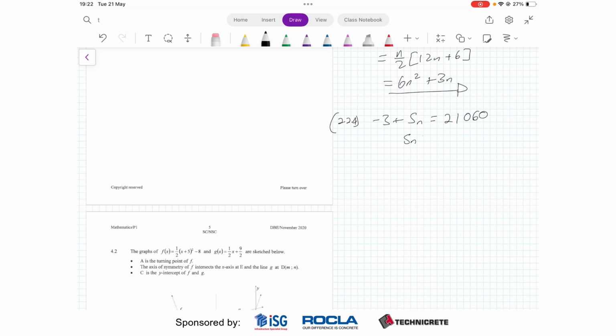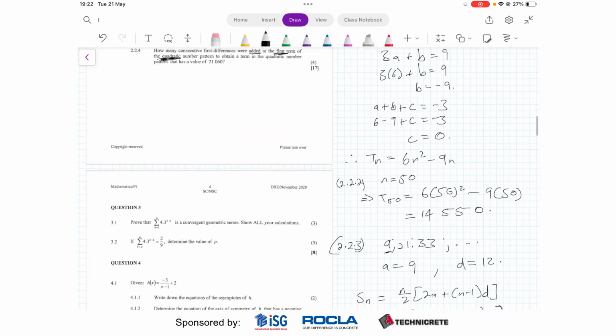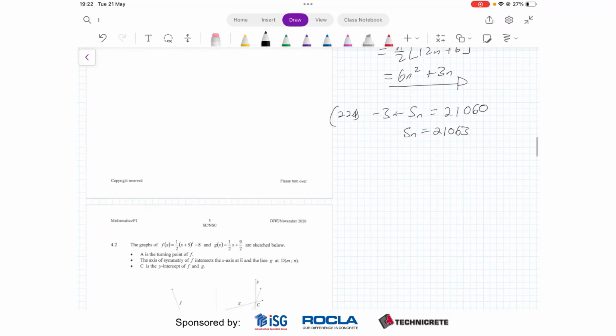Now, then Sn will be 21,063, because this minus 3 moves on to the other side. And our Sn, we substitute in 6n squared plus 3n. And we bring this to the left-hand side. Well, that will be minus 21,063 equate to 0.